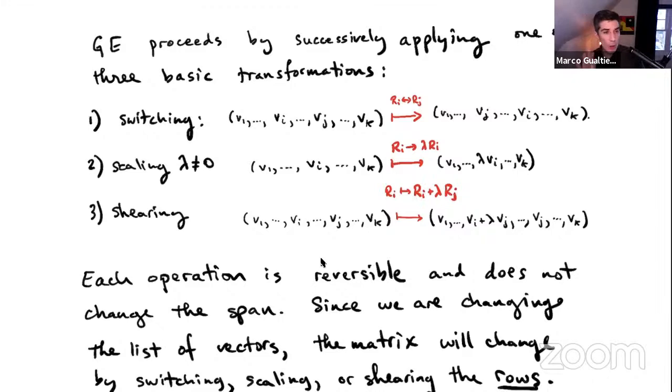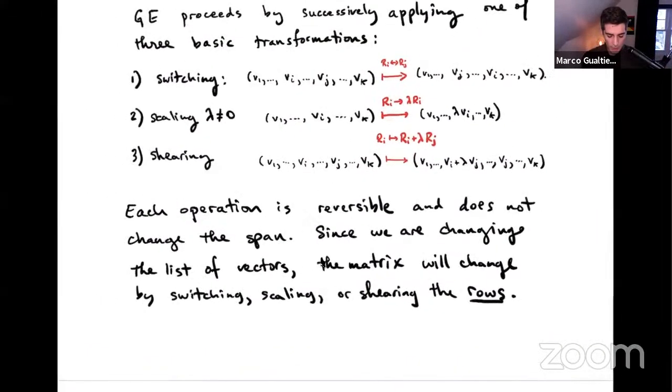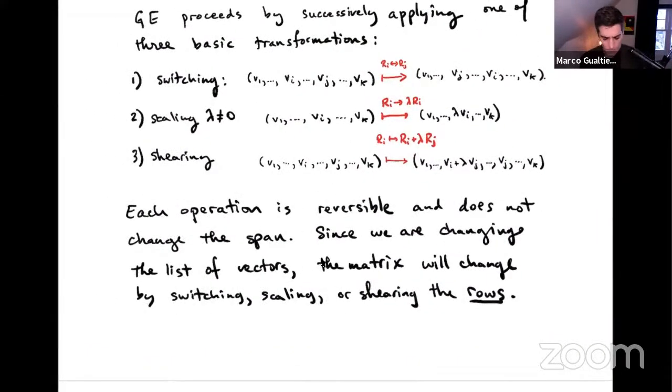And I'm getting a new rho i, and I'm doing nothing to rho j. Rho j stays by itself. So each of these operations, each operation is reversible, first of all.